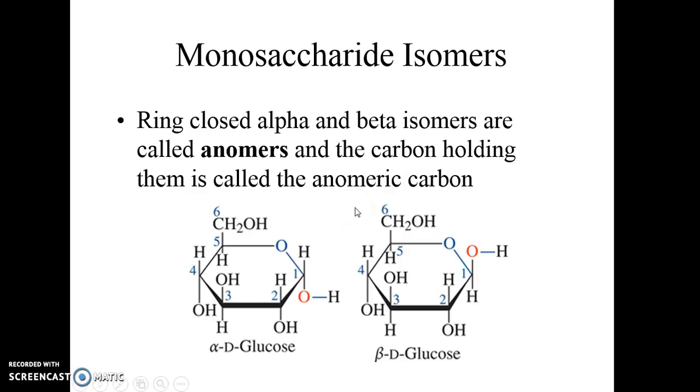Then we have the alpha and beta isomers that we call anomers. This carbon that is all the way over on the right, we call the anomeric carbon, and the hydroxyl group can be down for alpha or up for beta. And so you just look for alpha or beta. Everything else has to be the same. 6 carbons, everything else is the same, the chirality.